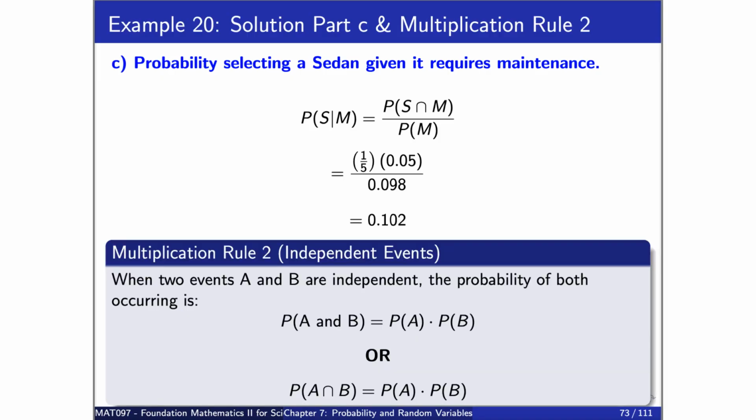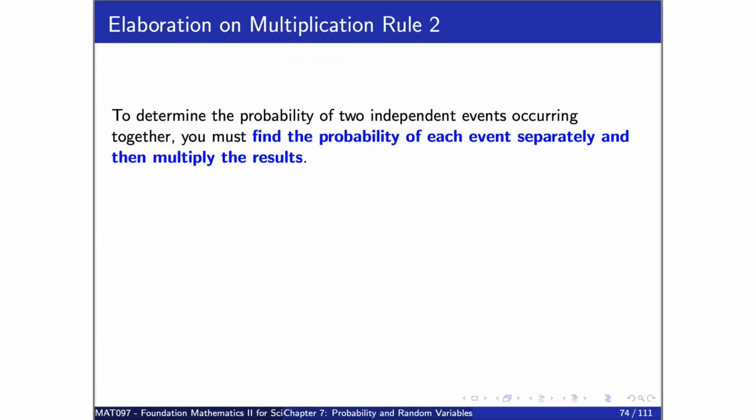Now let's introduce multiplication rule 2, which applies specifically to independent events. If events A and B are completely independent, meaning one does not affect the other, the probability of both occurring is simply P of A multiplied by P of B. The rule simply means that, to determine the probability of two independent events, you must find the probability of each event separately and then multiply the results.